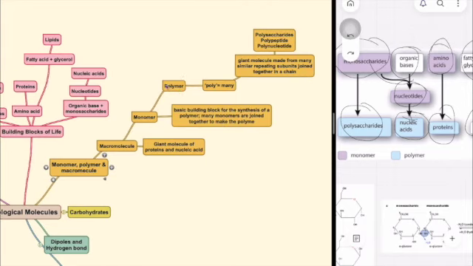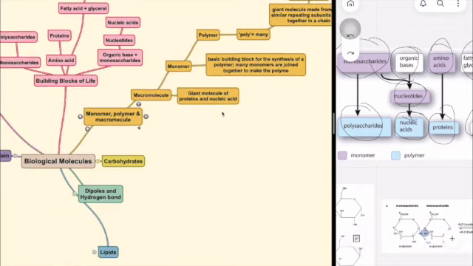The word poly is derived from the meaning many. So poly means many. That's why it's polymer instead of monomer. Monomer is one, polymer is many. Polymers are giant molecules made up of many similar repeating units joined together in a chain. Examples of polymers are polysaccharides, polypeptides for proteins, and polynucleotides for nucleic acids.